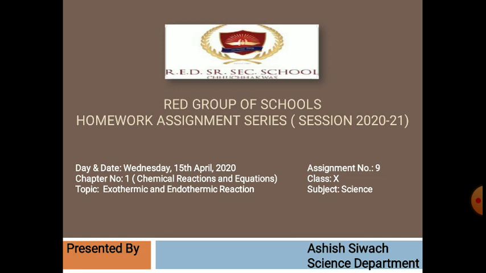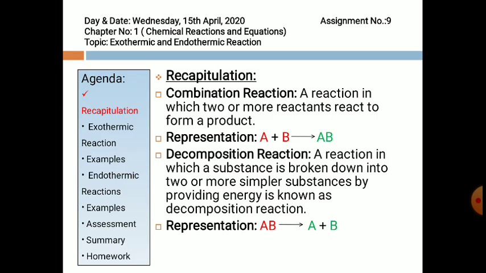Today's topic is exothermic and endothermic reaction of class 10 chapter 1 chemical reactions and equations. First of all, we will revise what we have studied. Combination reaction: a reaction in which two or more reactants react to form a new product is known as combination reaction. Its representation goes like this. When A plus B, two reactants, combine together to form a single product AB, this is a combination reaction.